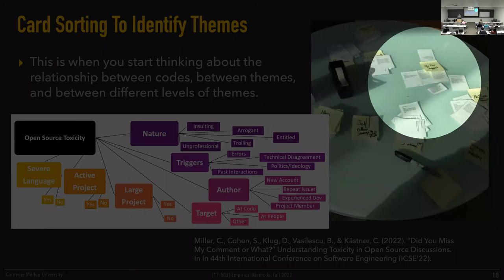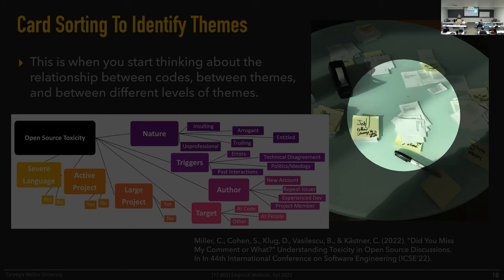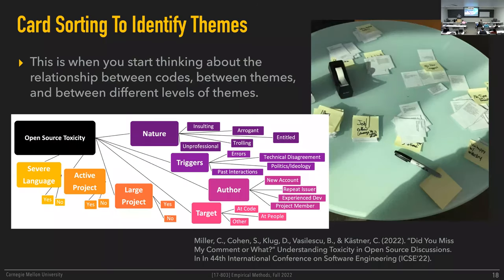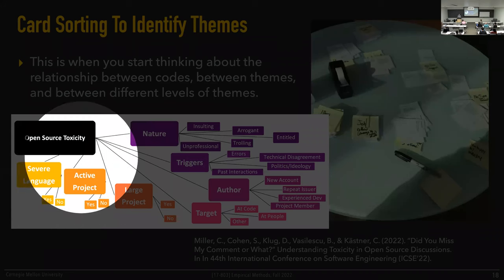we have all of these codes as post-it notes, and we have teeny tiny versions of the quotes that embody those codes on these sheets of paper. So those are the cards. And now we're trying to create some sort of structure and come up with some higher level themes and relationships between them from this lower level data. So the end result was something like what you see on the left-hand side here.